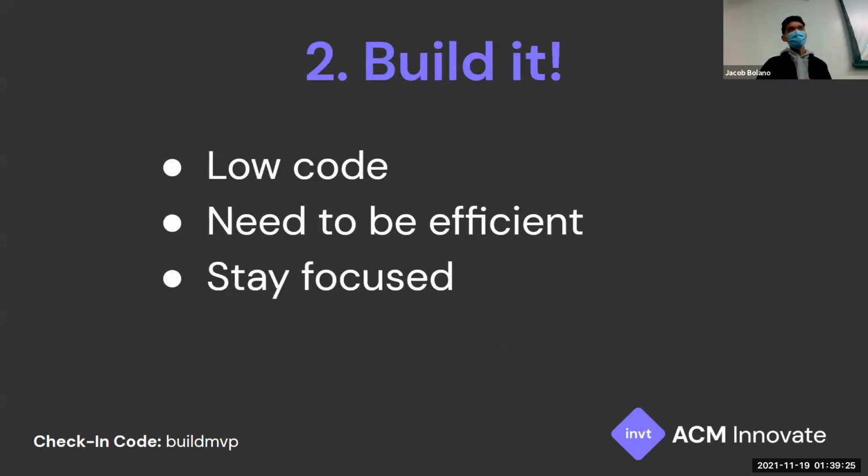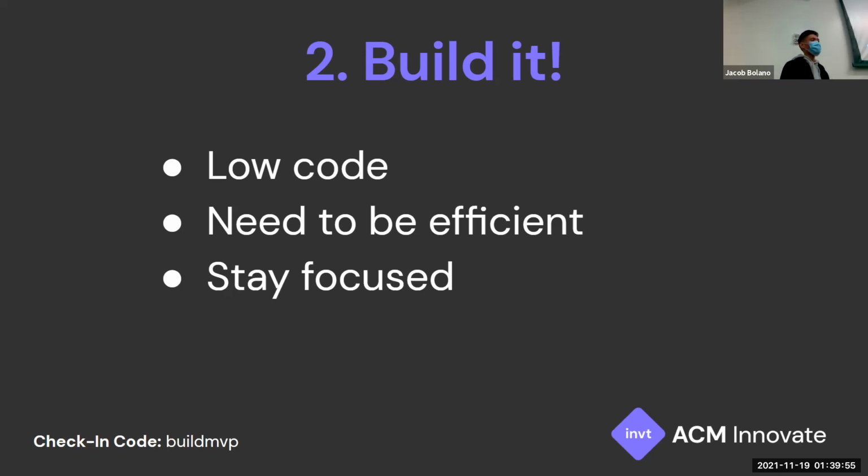Once you've made that plan, the next step is obviously to build it. With an MVP, it should be low code. It should be super bare bones and minimal, and you need to be efficient when building it. So don't try to implement features that will take too much time, nothing too complex. As we saw with the examples earlier, that Justin.tv website was pretty ugly and didn't have a lot going on for it, but it was the bare minimum and people were still able to use it.